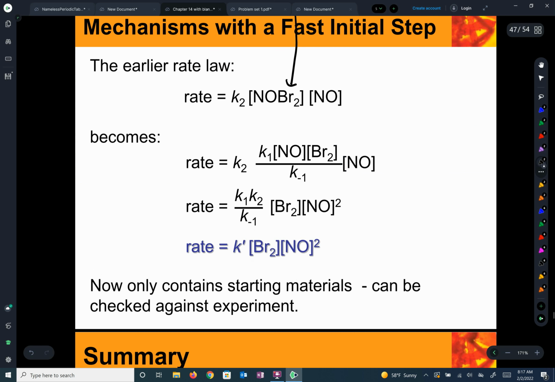We lump all our k's together, and we lump them into a new k. A constant times a constant divided by a constant is just a constant. So that's k prime usually. NO times NO gives us NO squared, and then we have Br2 here. So this is what I was trying to mention earlier.